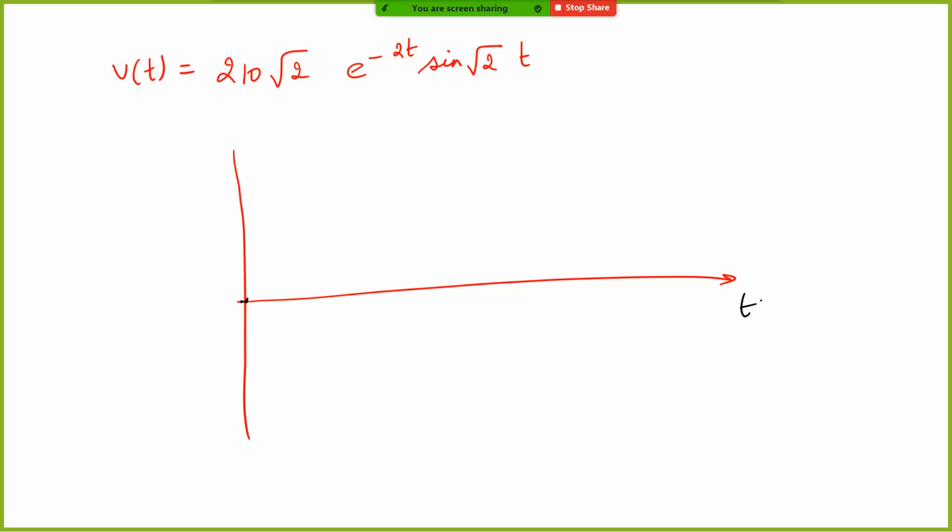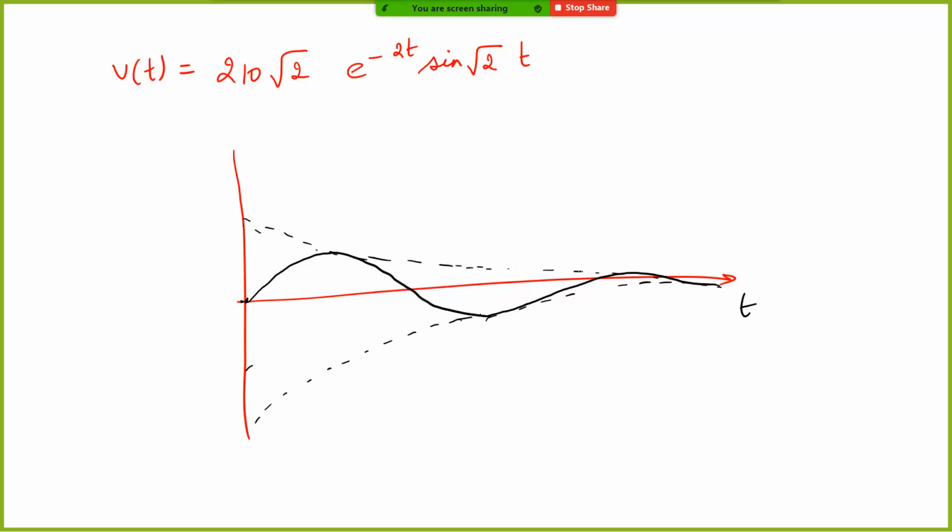And now we have only one sinusoidal component, and so it is going to be something like this, okay? And it's basically going to have e to the power of minus 2t. Okay, so probably my way of drawing it is not good, but let's just say this is your e power minus 2t curve. Okay, so the envelope, right?